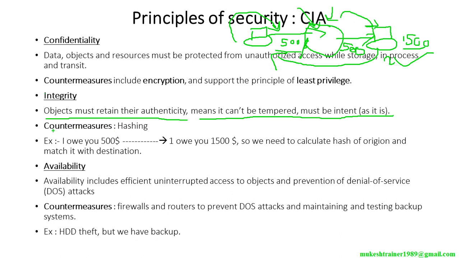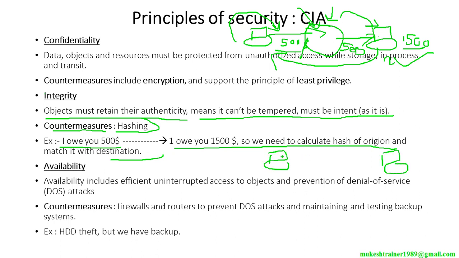So what are the countermeasures here? We can use hashing techniques. So the example here is, I owe you 500, but one is telling the second PC, I owe you 1500, so we need to calculate the hash to verify the origin. So PC1 here is sending to PC2 any kind of data, not only money, but when PC1 sends to PC2, PC2 will check the hashing algorithm with the original. If it matches, that means the data is not tampered, and then the data is fine.